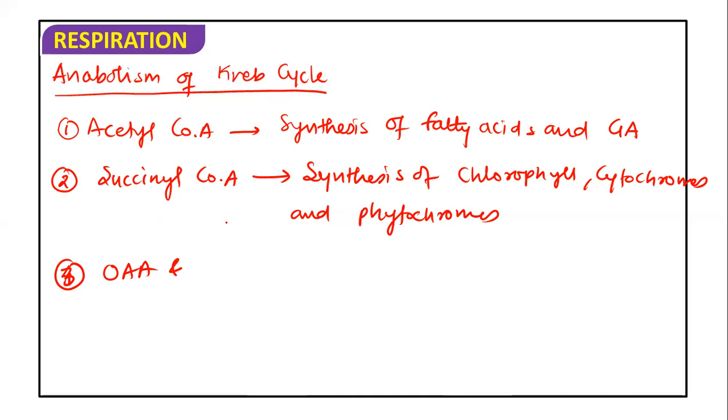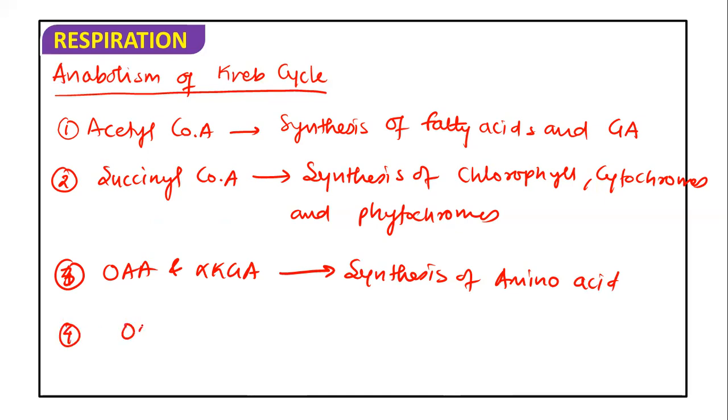And third, oxaloacetic acid and alpha ketoglutaric acid get used in the synthesis of amino acids. And fourth, oxaloacetic acid is used in the synthesis of alkaloids. So in such a way, all these are used in the synthesis of these particular components.